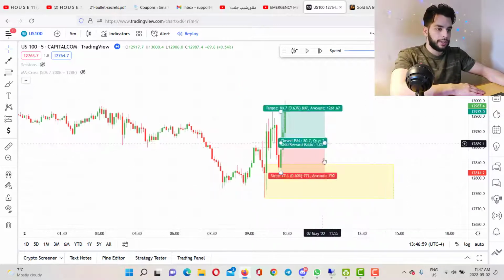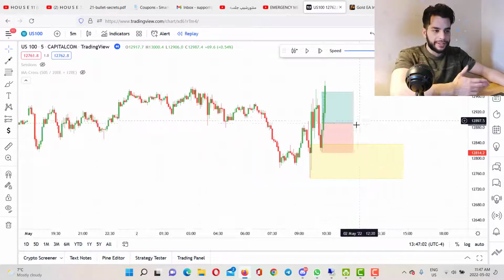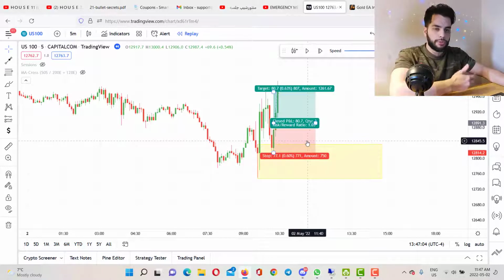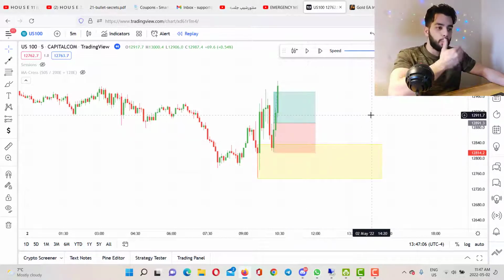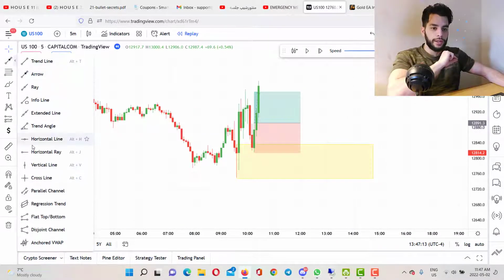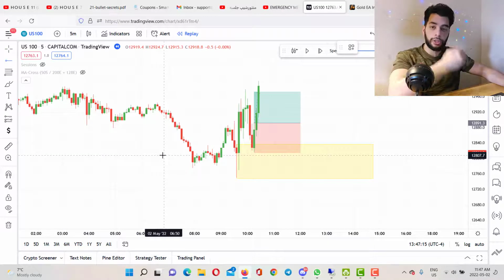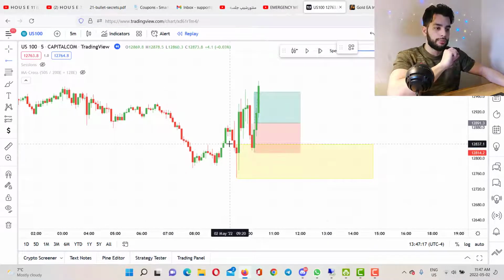So that's what it is, guys. Super easy. You just need to identify high probability supply and demand zones, and then you need to wait for confirmation. You need to wait for the candle to tap your level. You can use your alarm setting and then you can just put a horizontal line here.